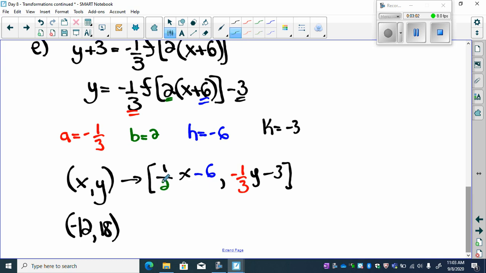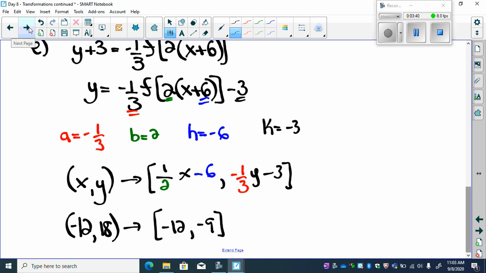So, set of instructions for the x values. I'm going to take this x value, -12, and multiply it by 1/2. That would give me -6. And then I will subtract 6. Well, -6 minus 6 is -12. And then this is a set of instructions for the y value. If I replace the y with 18, -1/3 times 18 would give me -6. -6 minus 3 would give me -9. Okay, and there it is.